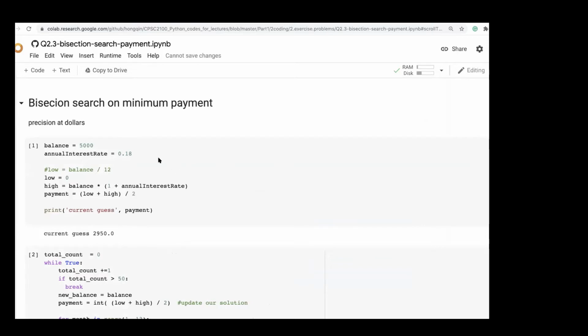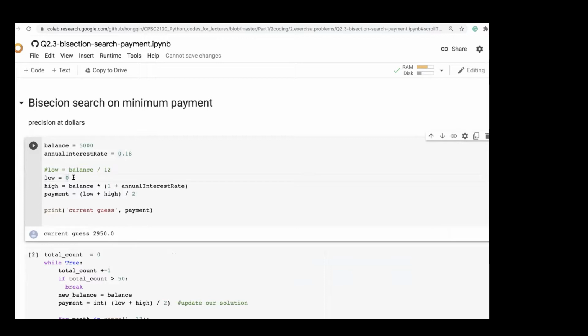For the bisection search, one of the keys is you need to have a low bound and high bound. Since this is finding the minimal payment, the lower bound should be zero. It can't be negative, because then you would be taking money out again, right? So zero is probably as low as possible. What's the high bound? The high bound, I guess, will be the balance times one plus the interest rate. That basically means you pay everything in one payment. That would be as high as it goes.